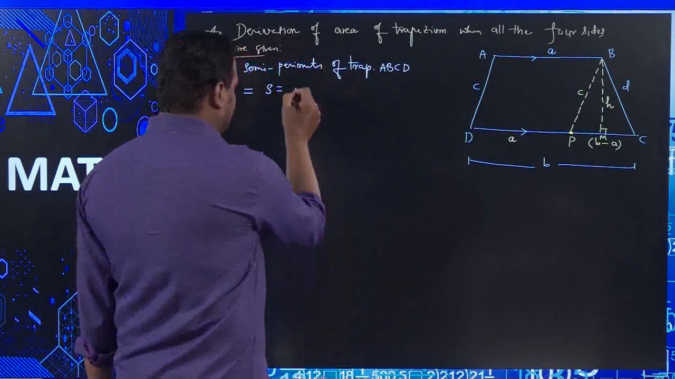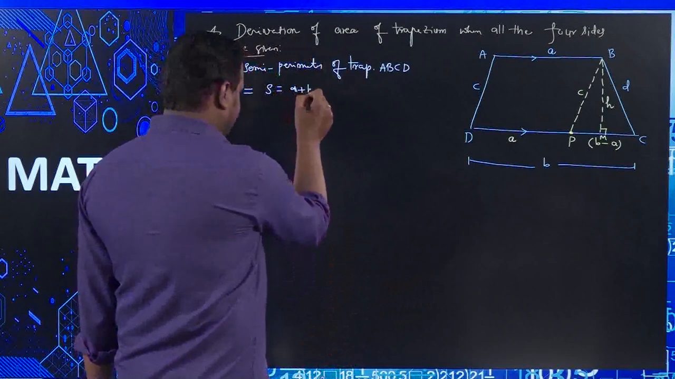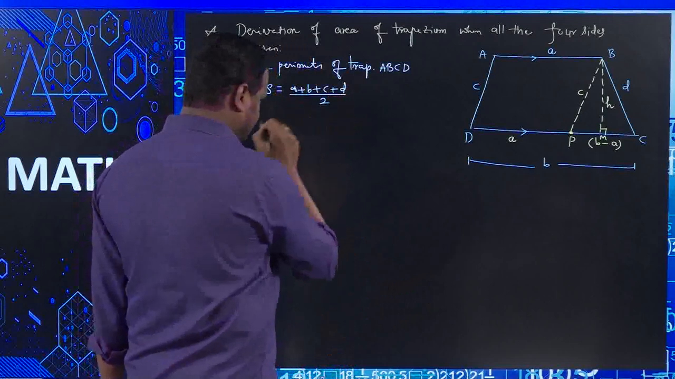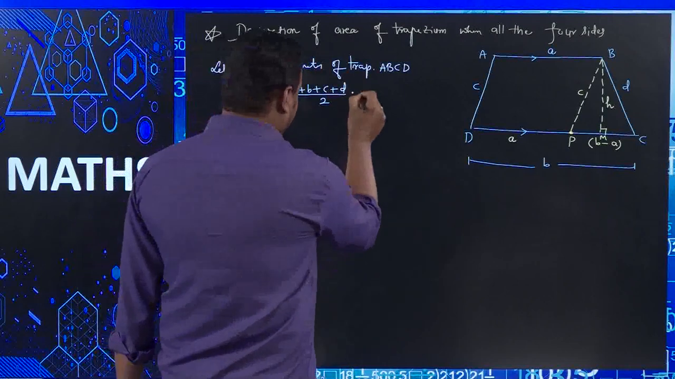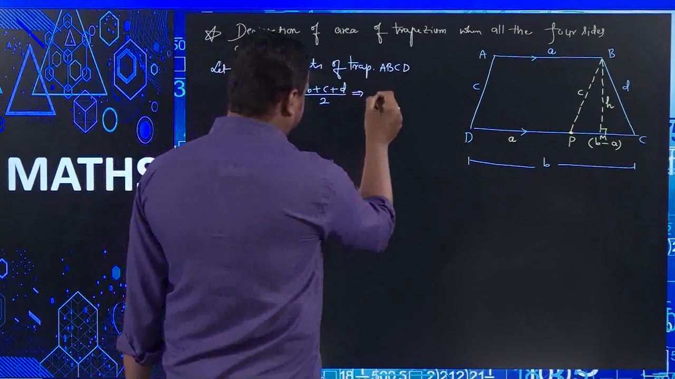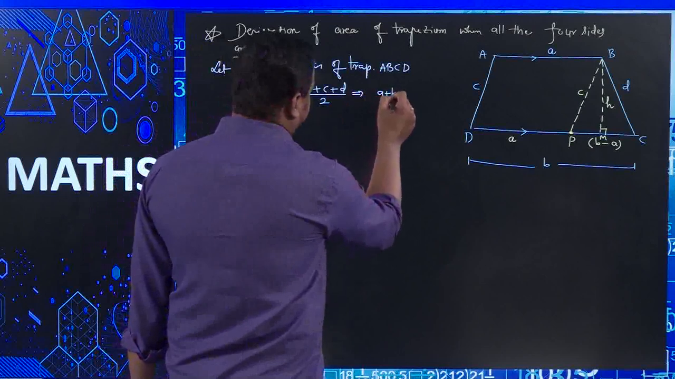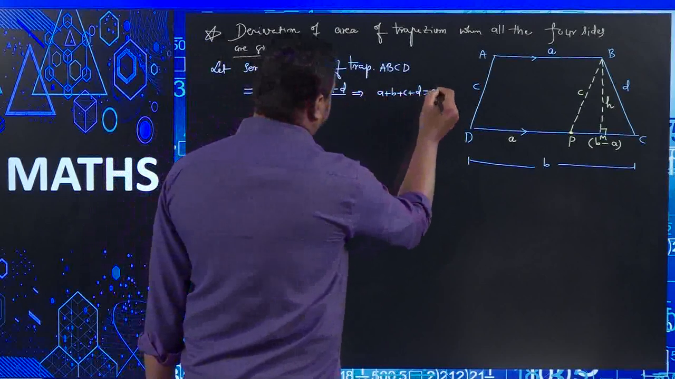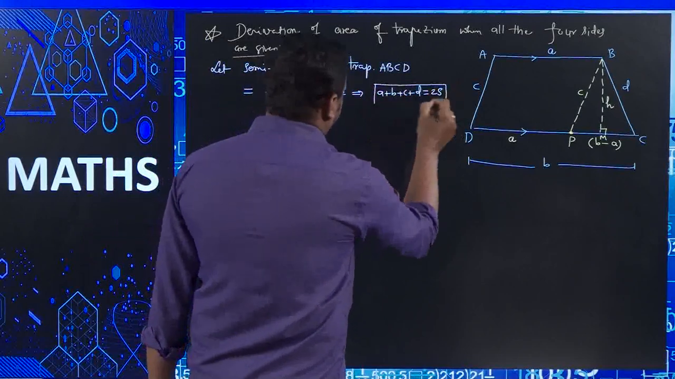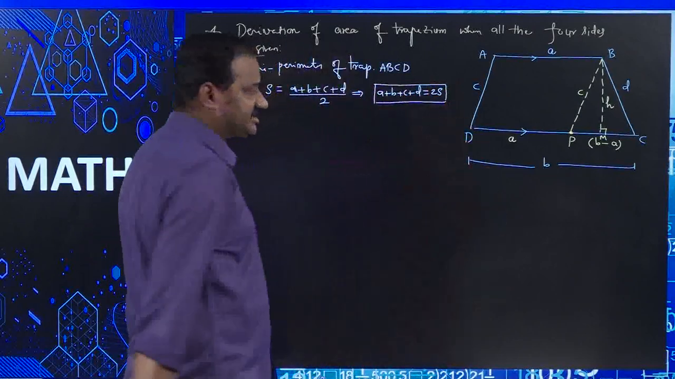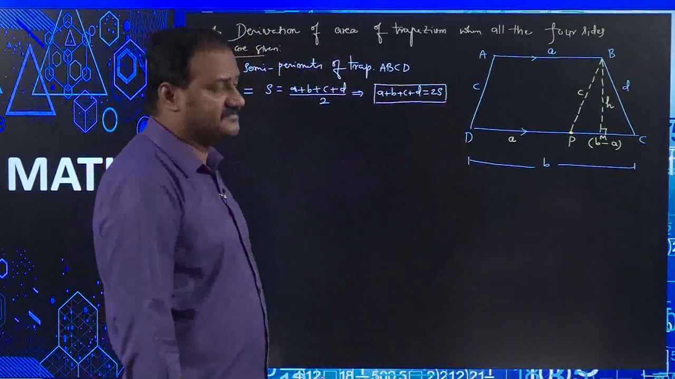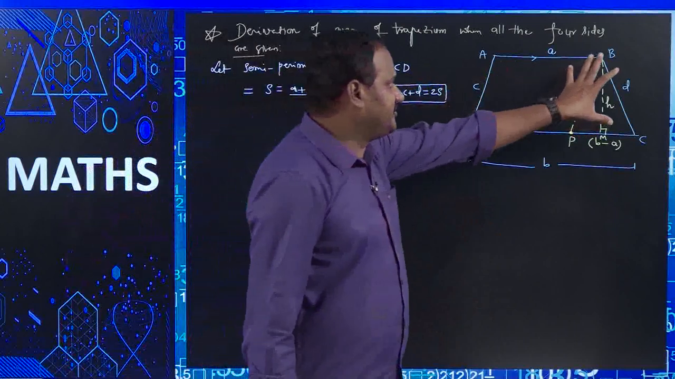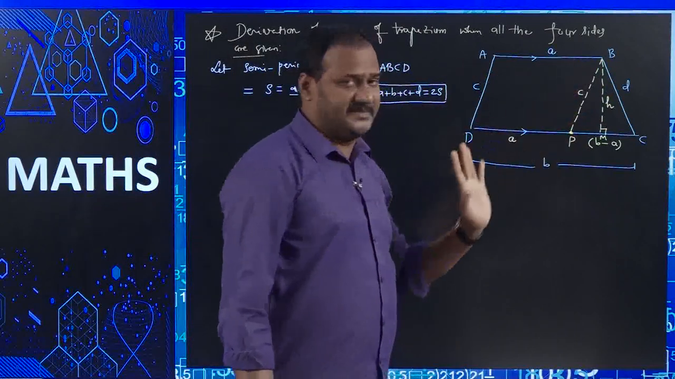So, S is equal to (a plus b plus c plus d) whole divided by 2, right. By cross multiplication, I would say that a plus b plus c plus d is equal to 2S. This is one basic idea about the semi-perimeter of trapezium ABCD, right. Okay, fine. Now, I am going to find out the area of triangle BPC.